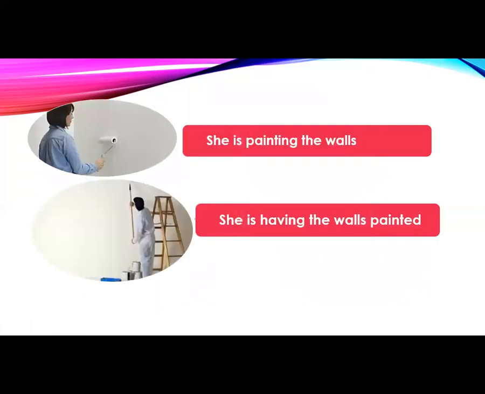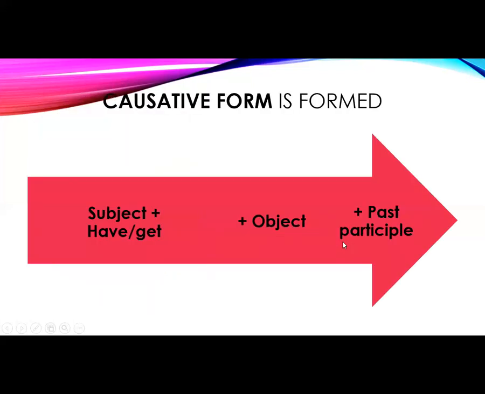Here I've taken another example to illustrate it more simply. We can see 2 photos. In the first one, we can see a young woman who is painting the wall, and that's why we say she is painting the walls. In the second photo, probably she hired a professional to do it for her, and that's why we say she's having the walls painted.